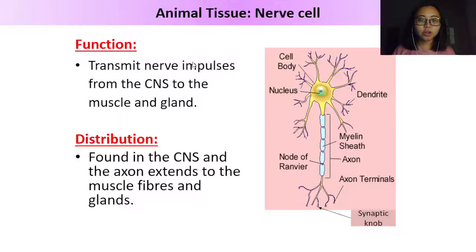Okay, we're moving on to the function and the distribution of nerve cells. So the function of nerve cells, as you may have guessed, is to transmit nerve impulses from the central nervous system to the muscles and the glands. It is found in the central nervous system, and the axon will extend to the muscle fibers and the glands. This is focusing on motor neurons. In your syllabus we focus on motor neurons, and the function and distribution you see here are the function and distribution for motor neurons.